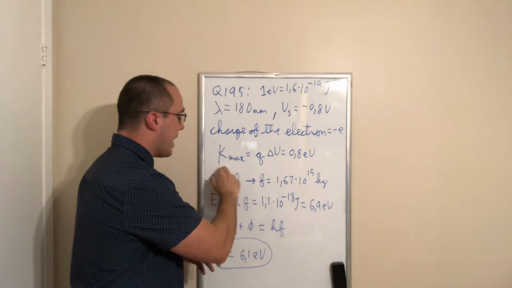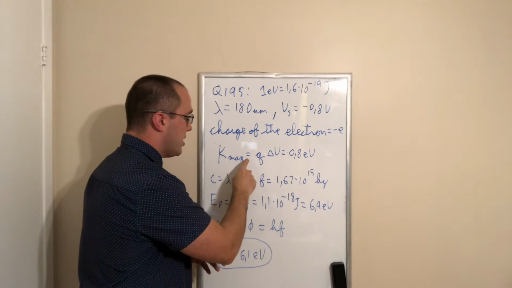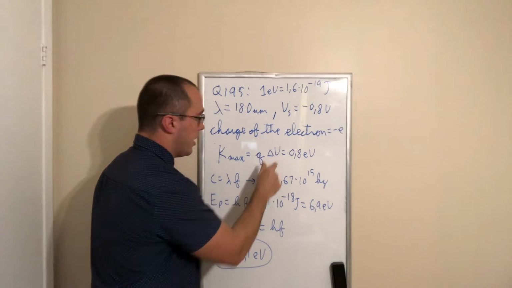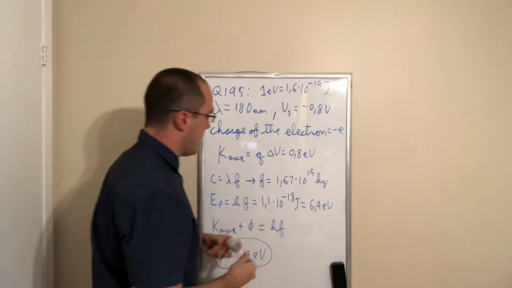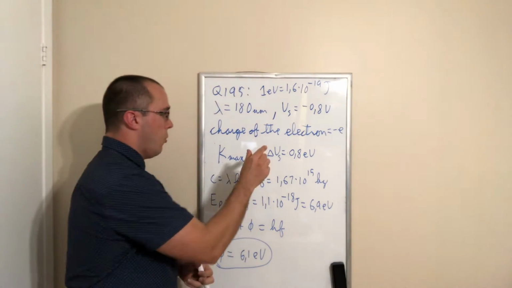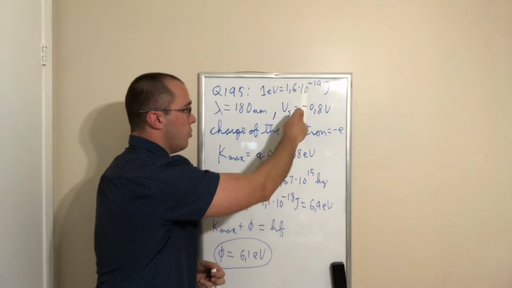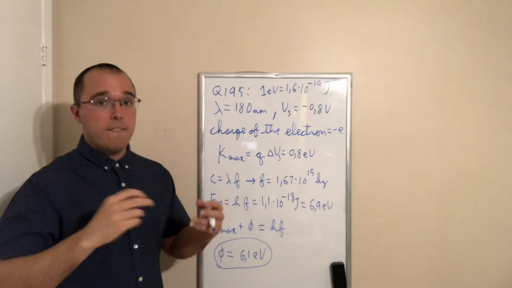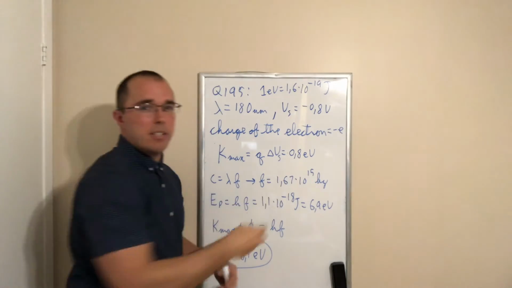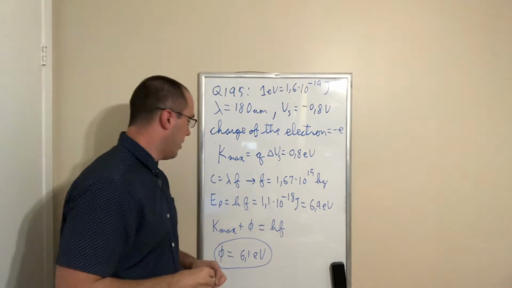We can find the maximum kinetic energy, which is equal to the charge multiplied by the stop potential. Basically, I'm gonna add the subscript S here. So basically, we multiply the charge, which is minus e, by the stop potential, which is minus 0.8 volt. Combined, we get 0.8 electron volt. And this is the reason why it's more convenient to use the electron volt.